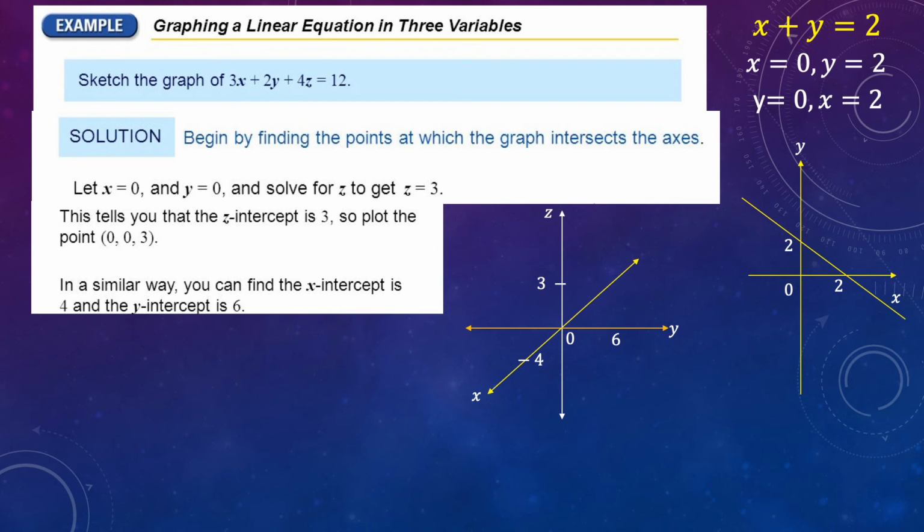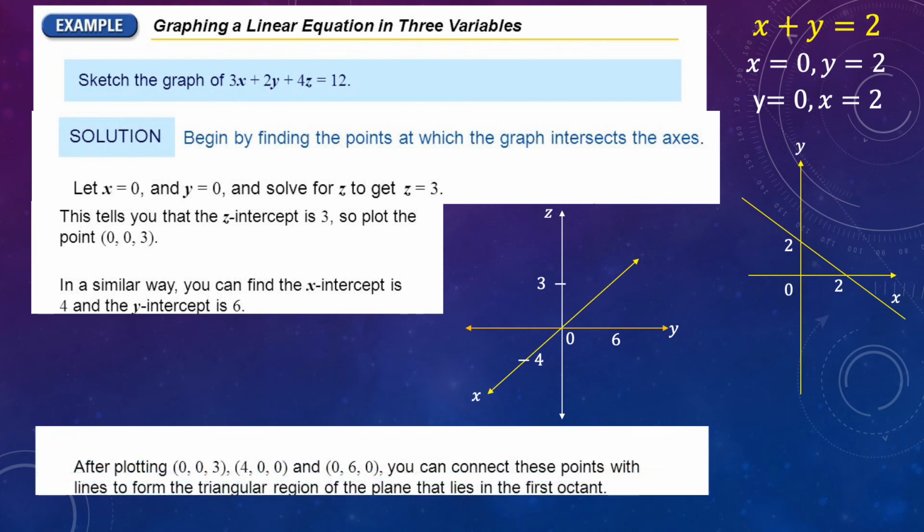After you plot the three intercepts, you join them together with straight lines. 3 to 6, 6 to 4, and 4 to 3, and we get a plane, right? So you join up and you get a plane like this. So this is how you sketch a linear equation in three variables.